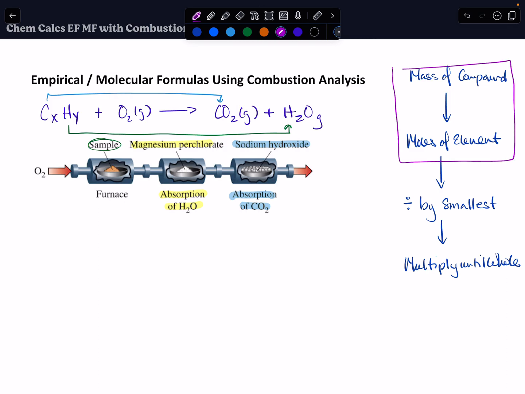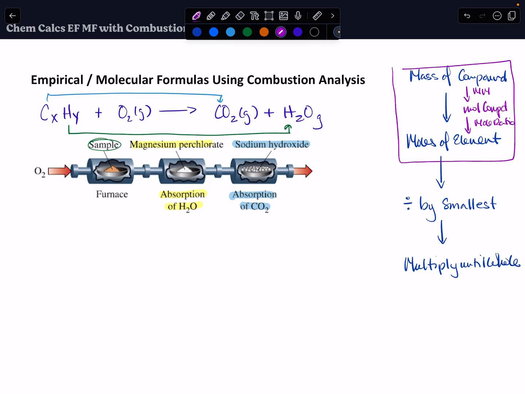This step here is where the amounts of carbon dioxide and water are going to come into play. It's going to be a two-step mole conversion problem. We're going to take the mass of the compound first. We're going to do a little stop at moles of that compound, which means we're going to need its molar mass, and then we can go to moles of element, and we're going to use that mole ratio for that.